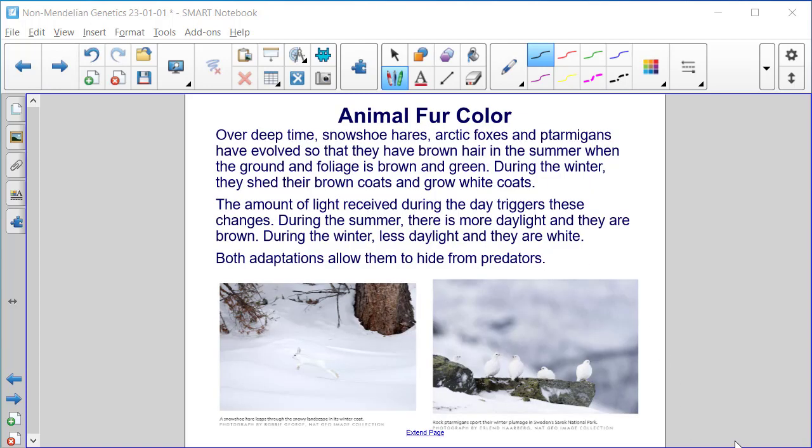Animal fur color. Over deep time, snowshoe hares, Arctic foxes, and ptarmigans have evolved so that they have brown hair in the summer when the ground and foliage is brown and green. During the winter, they shed their brown coats and grow white coats. The amount of light received during the day triggers these changes. During the summer, there is more daylight and they are brown. During the winter, less daylight and they are white. Both adaptations allow them to hide from predators.